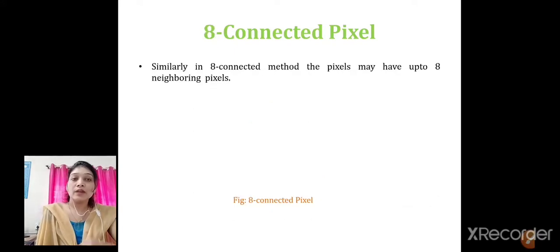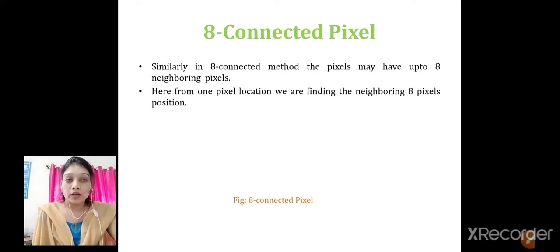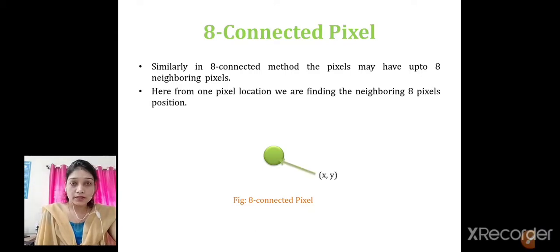In the same way, we have another type of connection called 8 connected pixel. Again we start with our current pixel and find its pixel location, and then we have to find the neighboring 8 pixels with respect to that current pixel. How are we going to find them? This is my current pixel, which has coordinates x comma y. With that coordinate we are going to find the 8 other pixels.